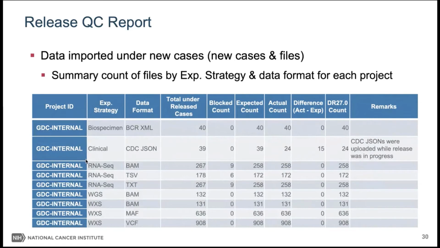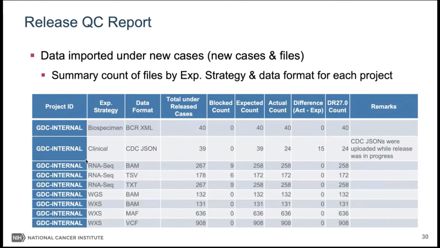This table is similar to the previous table, that is, file counts under existing cases. However, this table represents the summary count of files by experimental strategy and data format for each project under new cases. The distinction here is that file counts are under new cases, versus the previous table for existing cases.